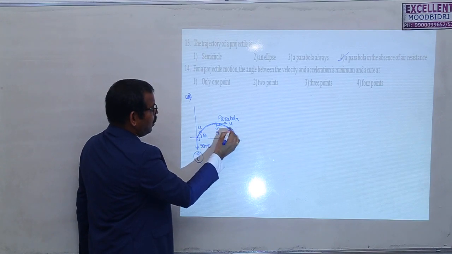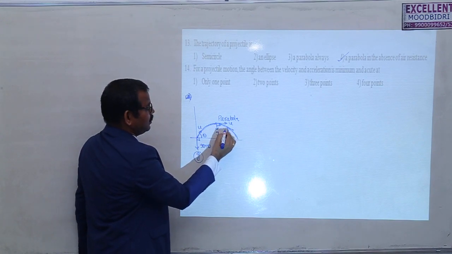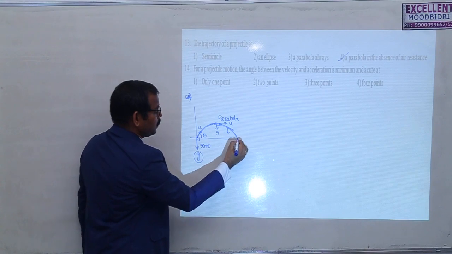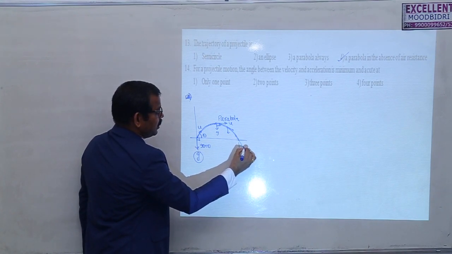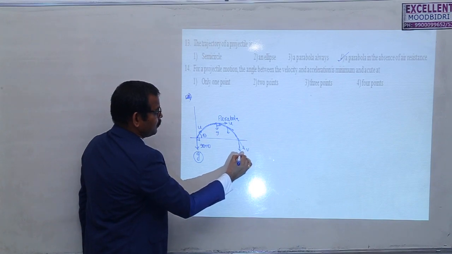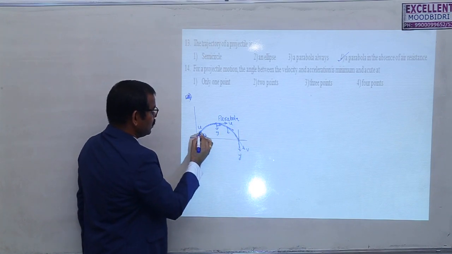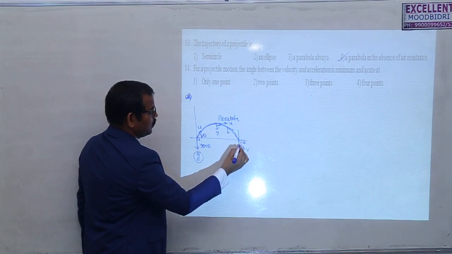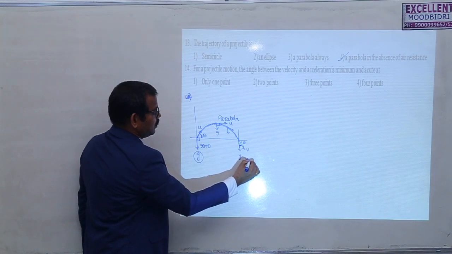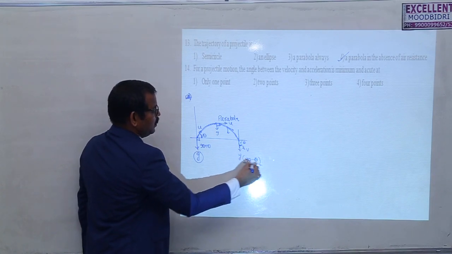But while coming down, at all the points, this angle is an acute angle only, less than 90. But when it is striking the ground, this is the direction of velocity, this is the direction of acceleration. As we know, if this is theta, this is theta, 90 minus theta, this is also 90 minus theta, this is theta. So this angle will be 90 minus theta.